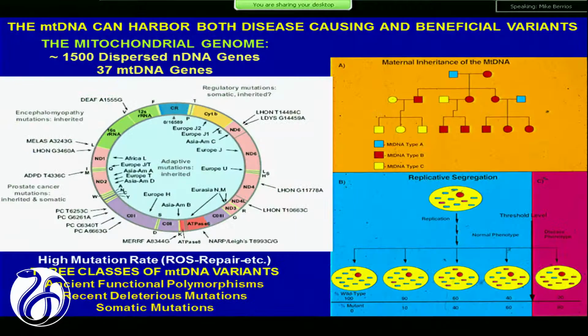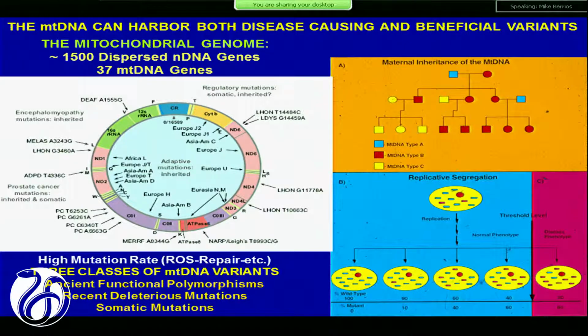Now, the mitochondrial DNA is a circular molecule, 16,569 base pairs. ND1, 2, 3, 4, 4L, 5, and 6 code for the proteins of complex 1, cytochrome B, the protein of complex 3, CO1, 2, and 3 for complex 4, and ATPase 6 and 8 for complex 5. And as you well know, it's maternally inherited, and we have this process of heteroplasmy and random segregation, as Dr. Shoebridge mentioned. So there are really 3 classes of mitochondrial DNA mutations that are relevant to disease.